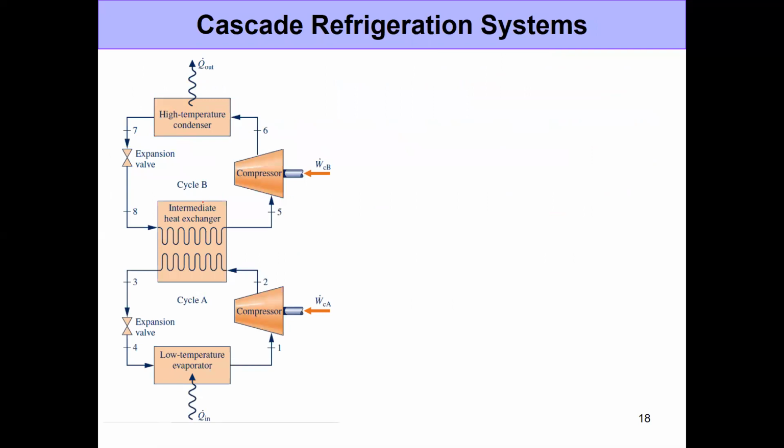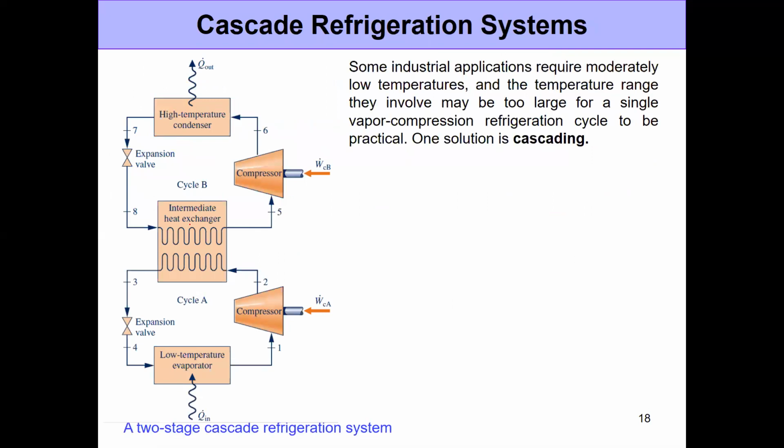So this is a schematic for a Cascade refrigeration system. This is kind of similar to the binary cycle, if you recall, in the sense that there are two different working fluids and two different cycles with a heat exchanger in between. So why do we use Cascade refrigeration systems?